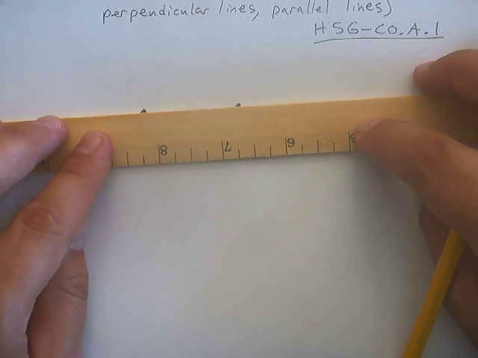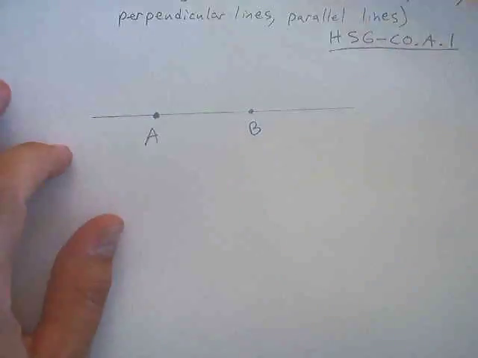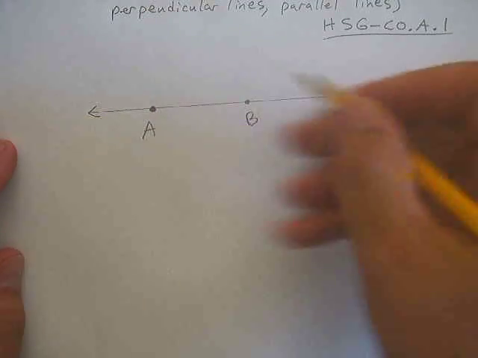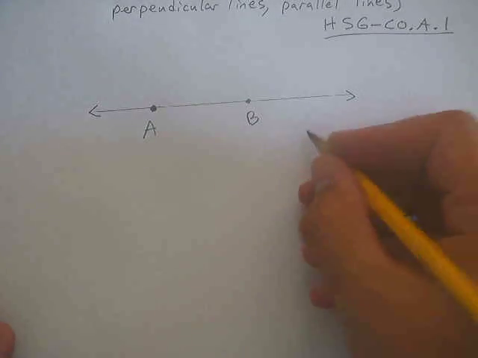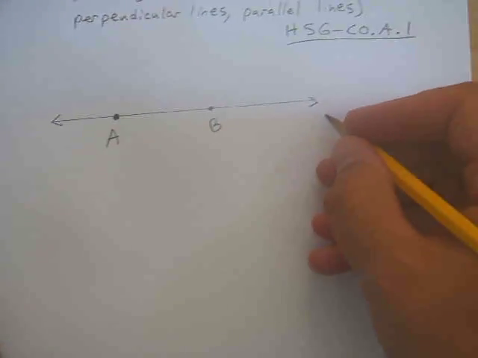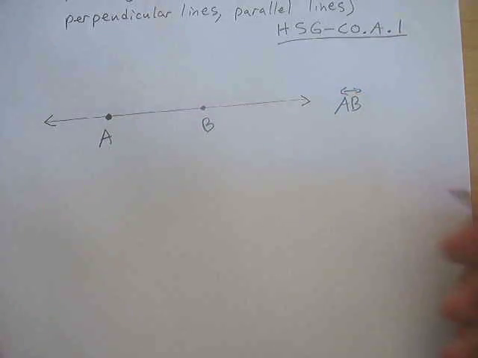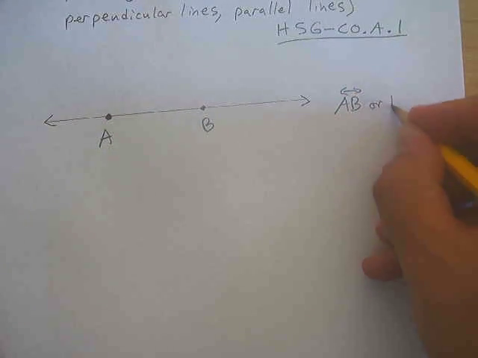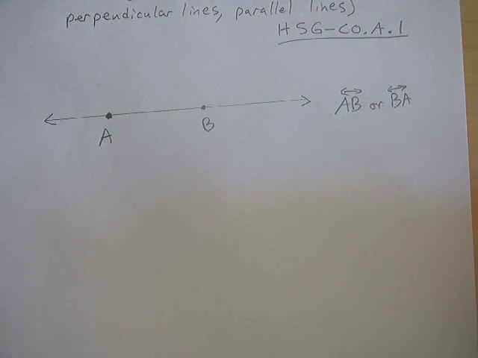Now, if I draw a line through these points, notice that a line continues on forever in both directions. Line is also another undefined term. So this is called line AB. It can be written as AB with a line over it, or you could also call it BA with a line over it. Either way is okay.